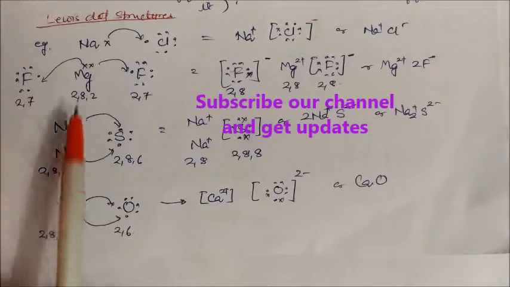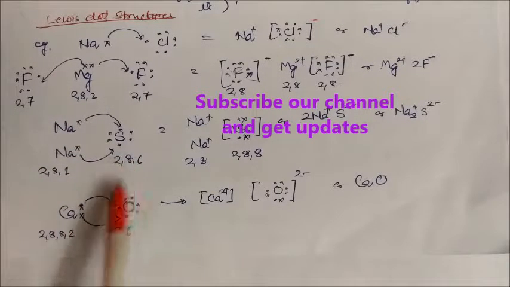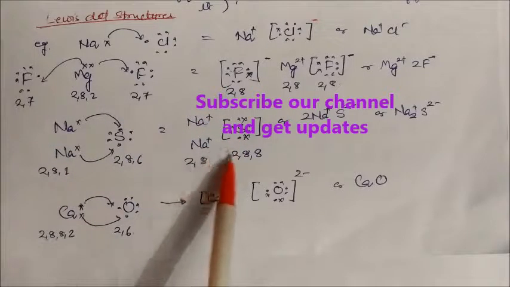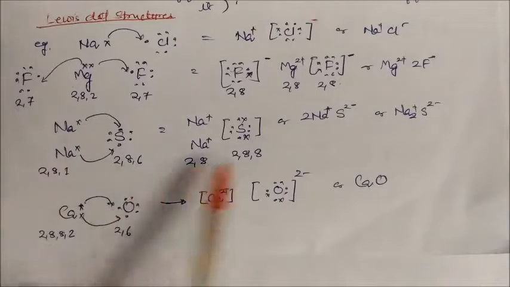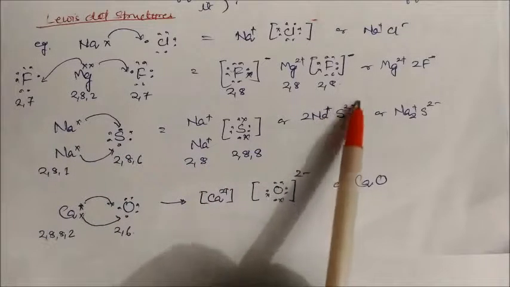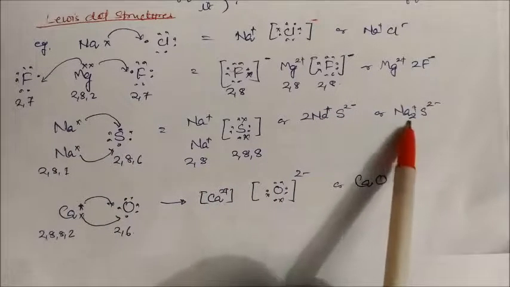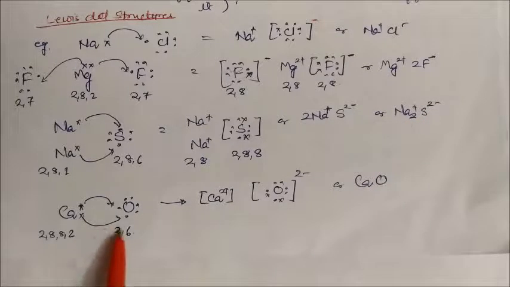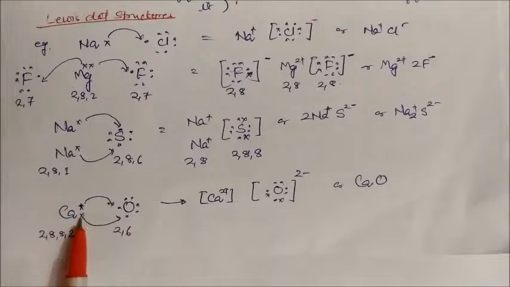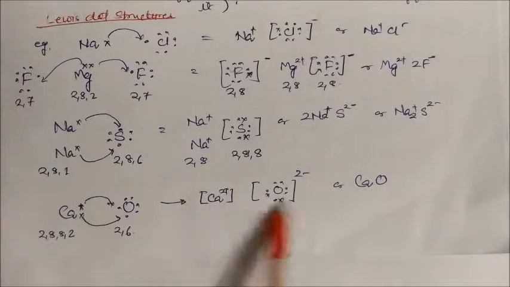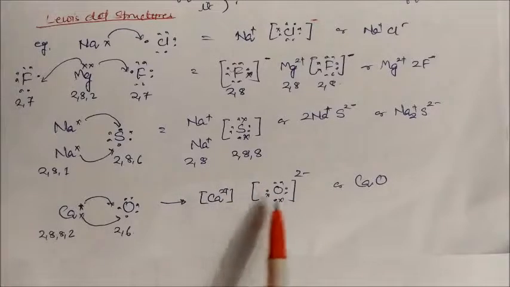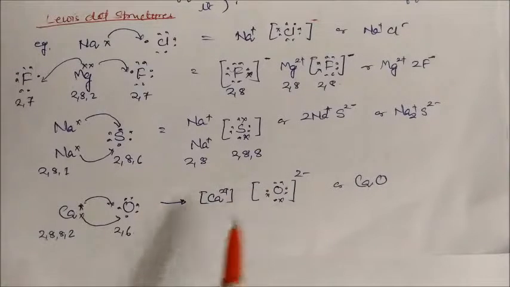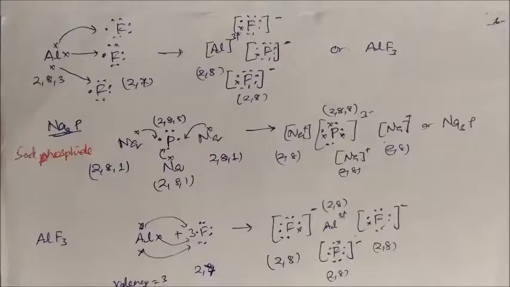Similarly, sodium sulfide. Sodium has 1 electron in the valence shell, 2 8 1, and sulfur is 2 8 6. Two sodium atoms each lose 1 electron and give 2 electrons to sulfur. Sulfur becomes 2 8 8, and we get sodium plus and sulfide 2 minus, written as Na2S. Similarly, calcium oxide: calcium has 2 electrons and gives them to oxygen, so oxygen gets a 2 minus charge. This ionic compound's Lewis dot structure is written like this.